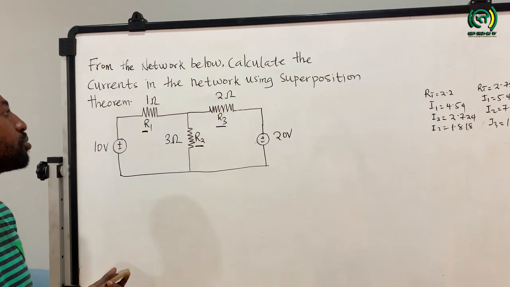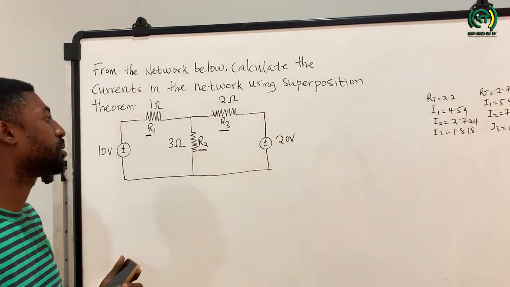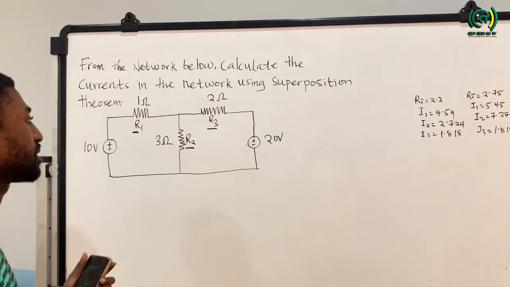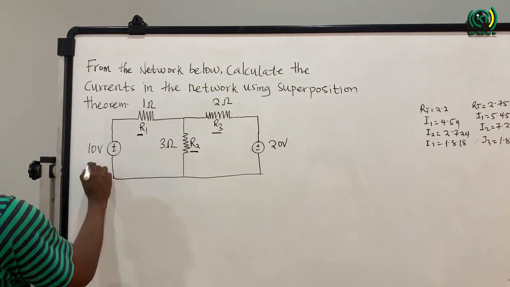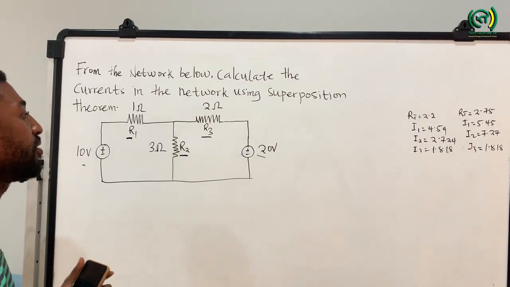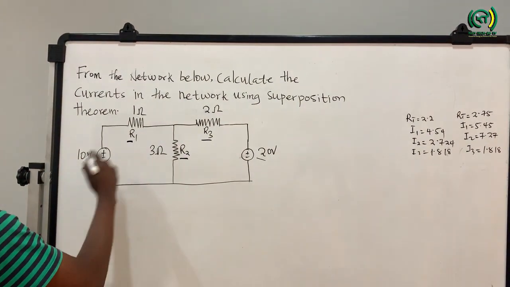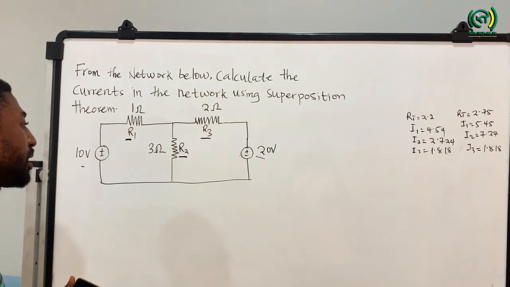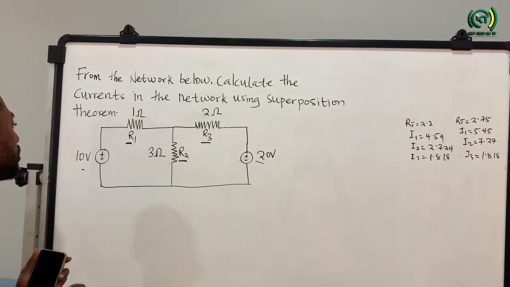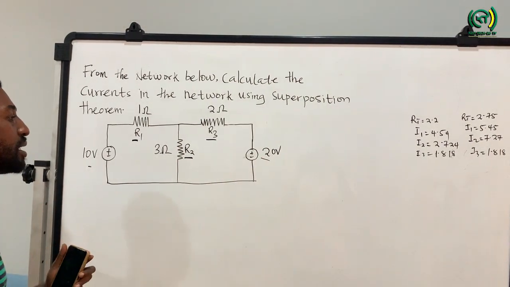theorem. For superposition theorem, it states that anytime you have two sources or more, and for this particular question we only have two sources, one and two, whenever we want to use superposition theorem, we are supposed to deactivate either one of them, then solve the question with respect to only one. So here we are going to start solving this question by deactivating the 20 volts.